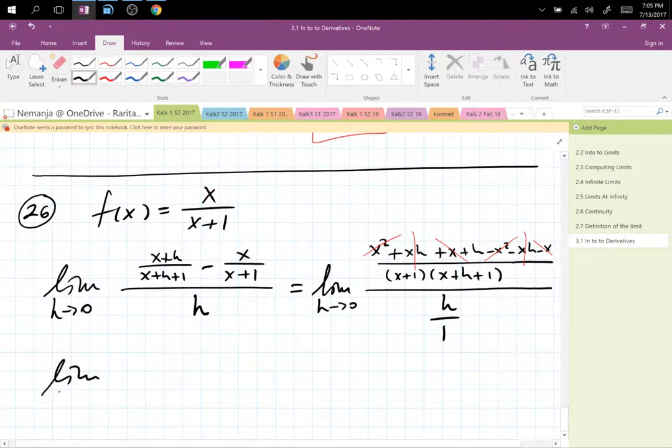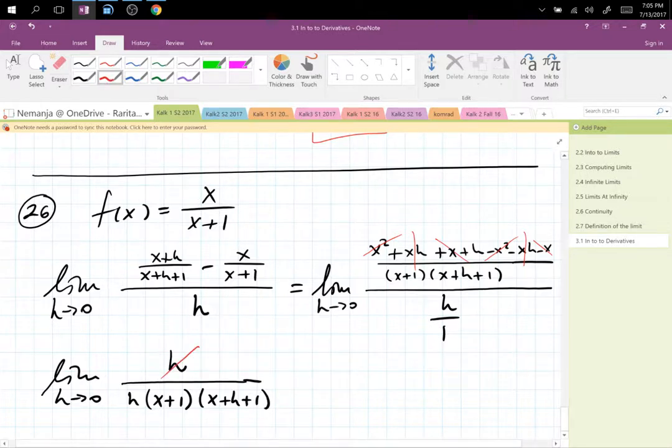So the limit as h goes to 0: h goes in the numerator, and all of these terms go on the bottom. This is where h cancels. And when h goes to 0, you multiply these, so it is 1 over x plus 1 squared. Very good.